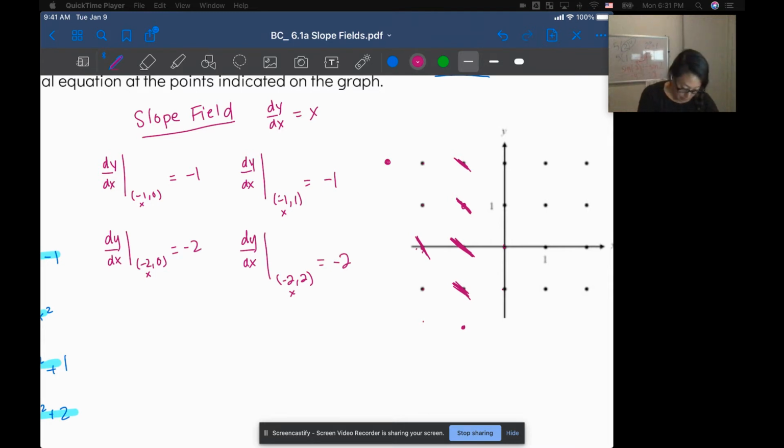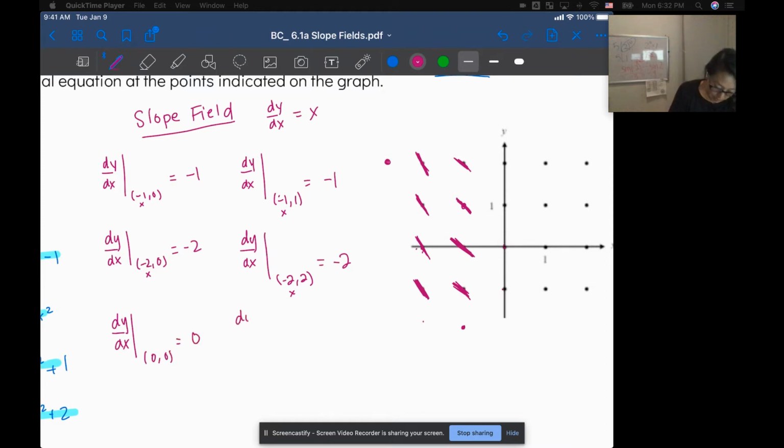So again, I'm going to be connecting between 1, 2 to the right 1, and this up 2, up 2 to the left 1. So it's going to be a pretty steep curve, like that. Anything that has a -2 in the x is going to have a slope of -2. Then dy over dx evaluated at 0, 0 would have a slope of 0.